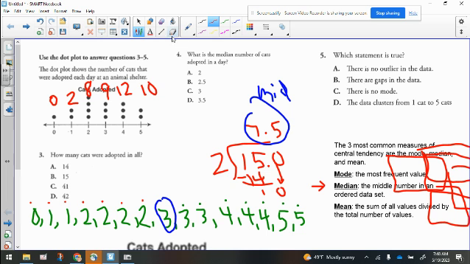Number 5, let's look at the question there. Which statement is true? A, there are no outliers in the data. Any outliers? Doesn't appear to be. B, there are gaps in the data. I don't see any holes here. C, there is no mode. Now it looks like the number that occurs most often is this number, right? We have most occurrences of that. D, the data clusters from 1 cat to 5 cats. Is that true? So which one is the most true? So remember, a cluster is where most of the data is.